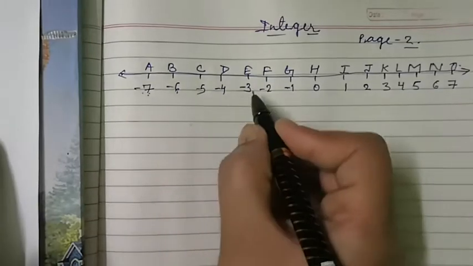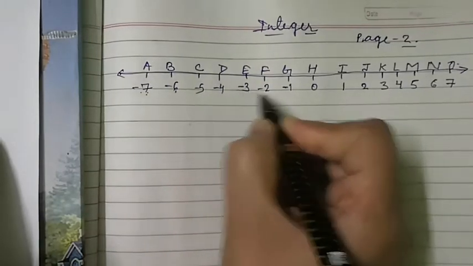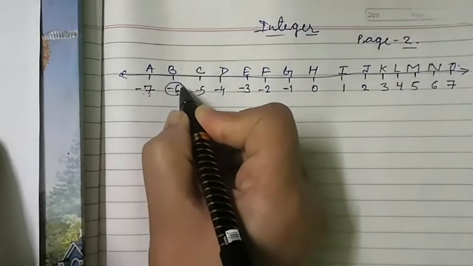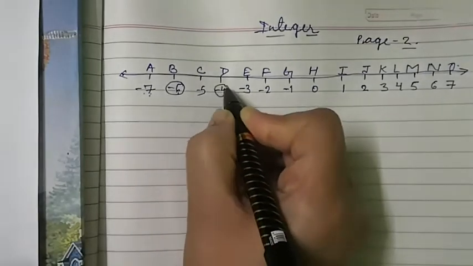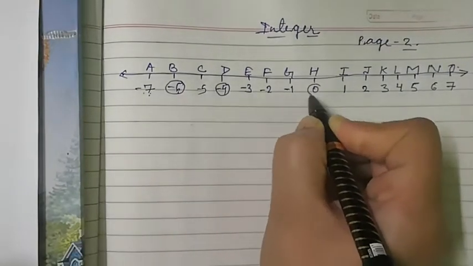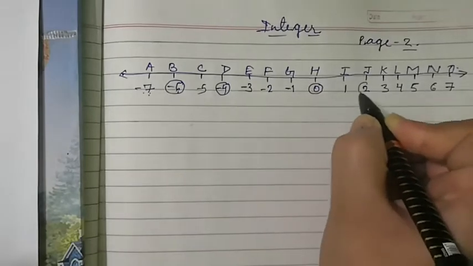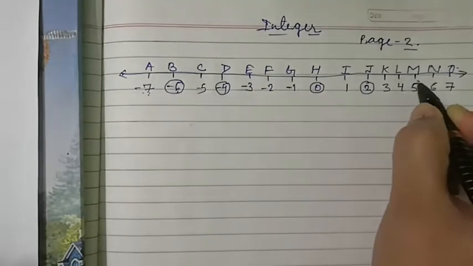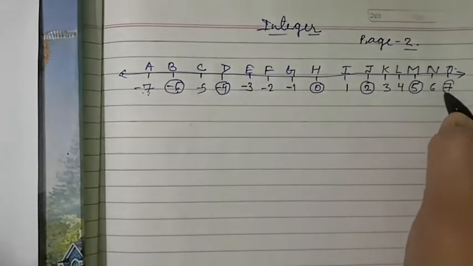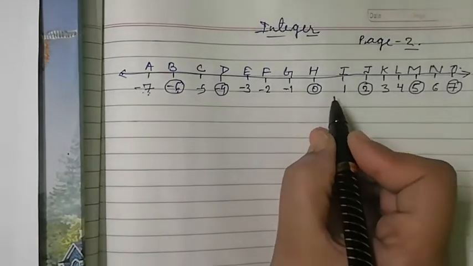In your question they are telling you to mark B, D, H, J, M and O. These are the numbers.